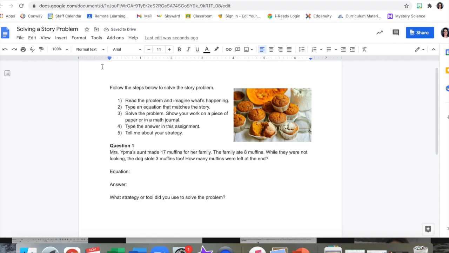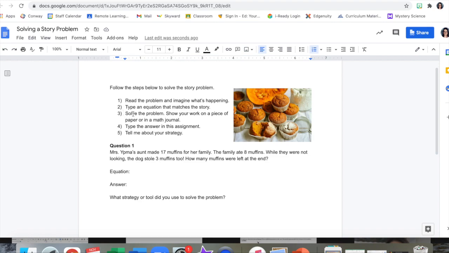All right, this is the Google Doc where you are going to solve this story problem. I put directions at the beginning to help you remember all the steps to solving a story problem. First, read the problem and imagine the story that's happening. Next, type an equation that matches the story. Think about what happens in the beginning, the middle, and the end.